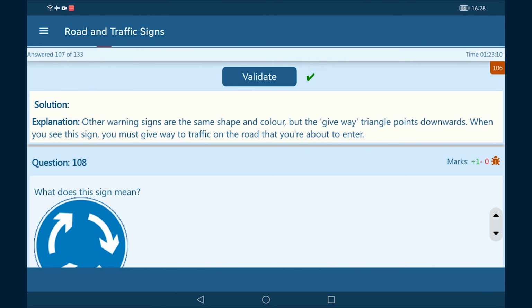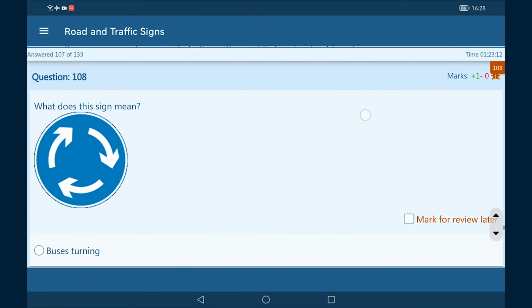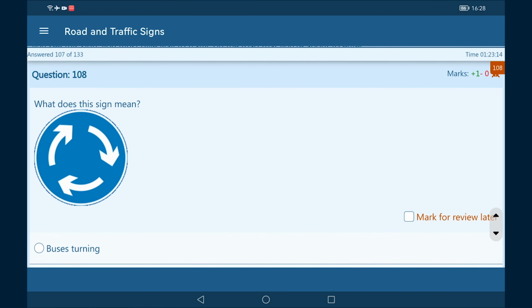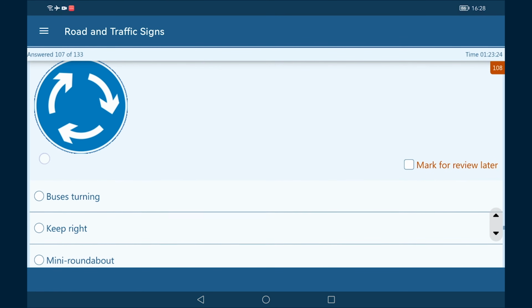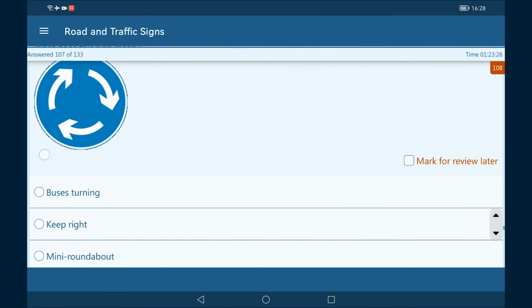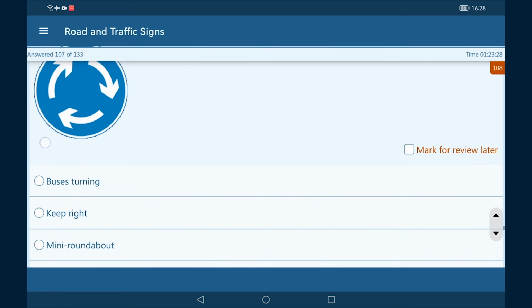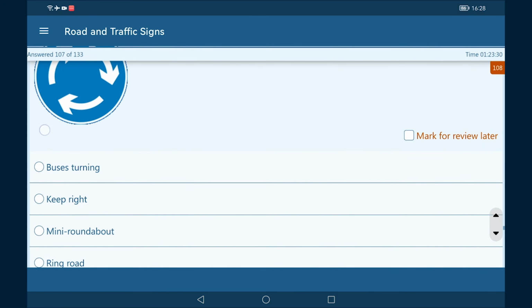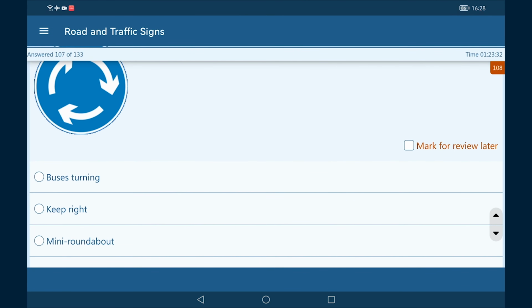Question 108. What does this sign mean? Option 1. Buses turning. Option 2. Keep right. Option 3. Mini roundabout. Option 4. Ring road. The correct answer is Option 3, that is, mini roundabout.